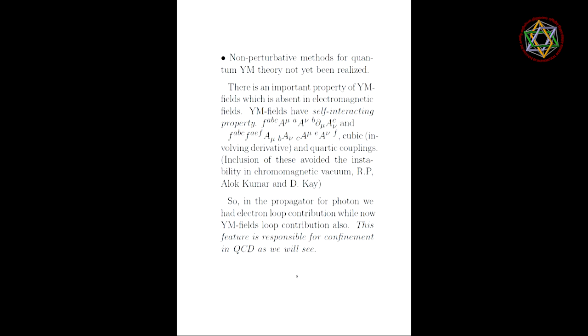in chromomagnetic vacuum. Now, in the propagator for photon, we had electron loop contribution, while now we have Yang-Mills fields loop contribution also. This feature is responsible for confinement in QCD, as we will see. The quantum equations of motion are given for the gauge field, and this is for the auxiliary field, and this is for the ghost, and you have the quark fields.